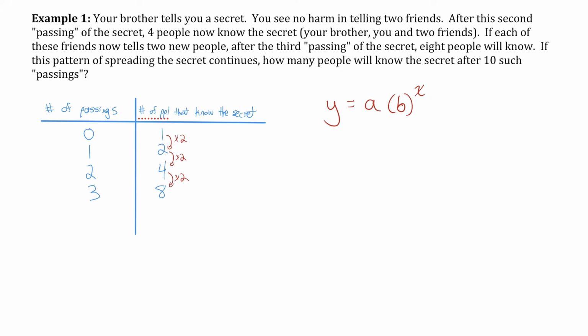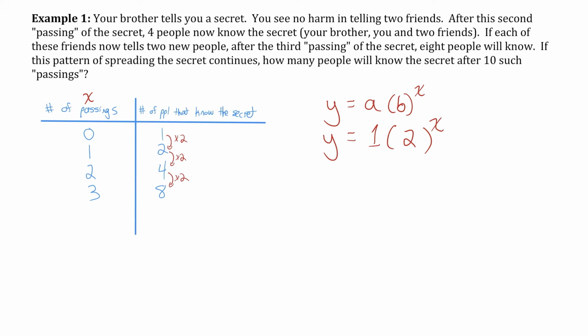In this equation, a always stands for the initial amount. So when no passings have happened, when x is 0, what's y? It's 1. So our a value is 1. B is the growth factor. That means what is the common ratio between the values? Common ratio between consecutive y values was 2. So the number of people that know the secret is continually doubling with each passing.